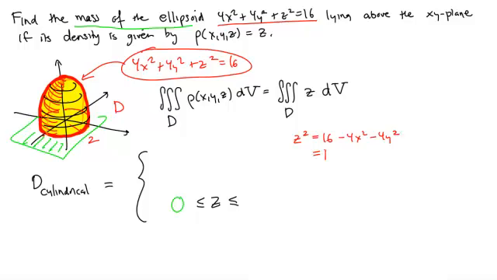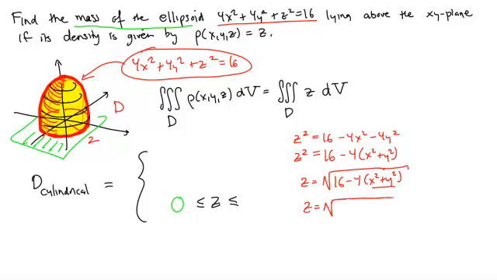Or if you'd like, 16 minus 4 times x squared plus y squared is equal to z squared. If we take square roots, we're going to get z equals the square root of 16 minus 4 times x squared plus y squared. I'm ignoring the negative root because we're looking at the part above the x-axis. However, I can't use this formula because this is in terms of rectangular coordinates, not polar coordinates or cylindrical coordinates. However, remember that x squared plus y squared is r squared in cylindrical coordinates. And so this can be written like this.